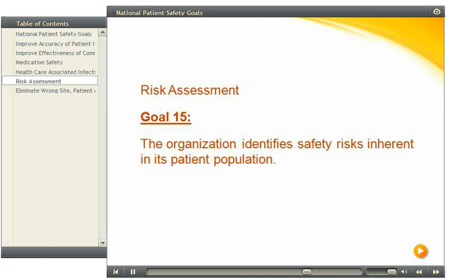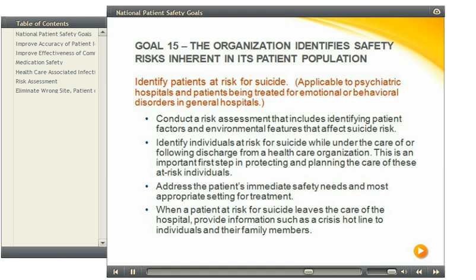Risk assessment. Goal 15. The organization identifies safety risks inherent in its patient population. Identify patients at risk for suicide, applicable to psychiatric hospitals, and patients being treated for emotional or behavioral disorders in general hospitals. Conduct a risk assessment that includes identifying patient factors and environmental features that affect suicide risk.